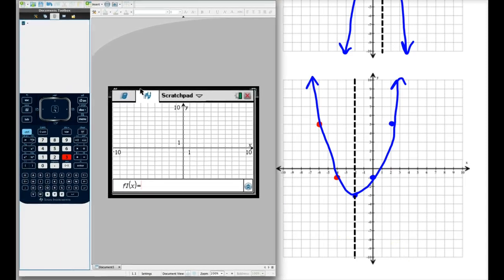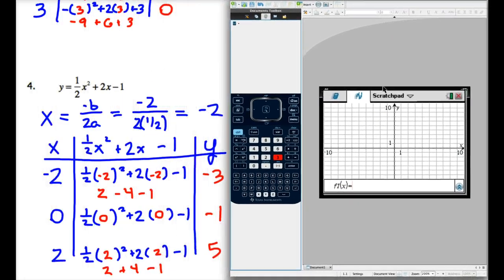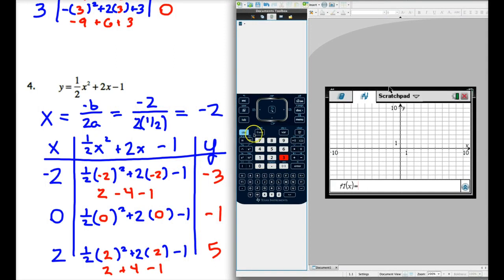So here's my graphing calculator screen. If I wanted to check this graph that I just did, I would just plug in, I've got f of x equals already, so my equation was 1/2 x squared, so we'll do a fraction, 1/2, arrow right, x squared, plus 2x, and then minus 1. And then we'll just go ahead and check that graph there.